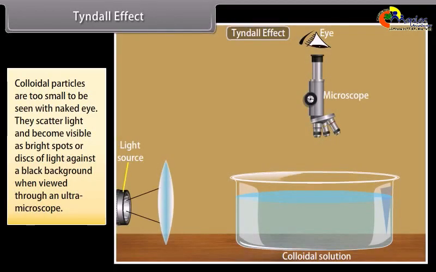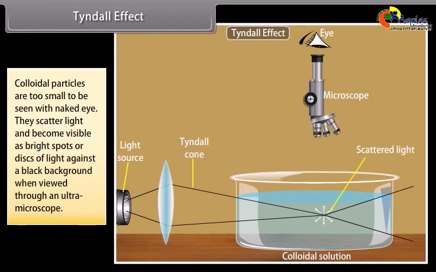Colloidal particles are too small to be seen with the naked eye. They scatter light and become visible as bright spots or disks of light against a black background when viewed through an ultramicroscope.